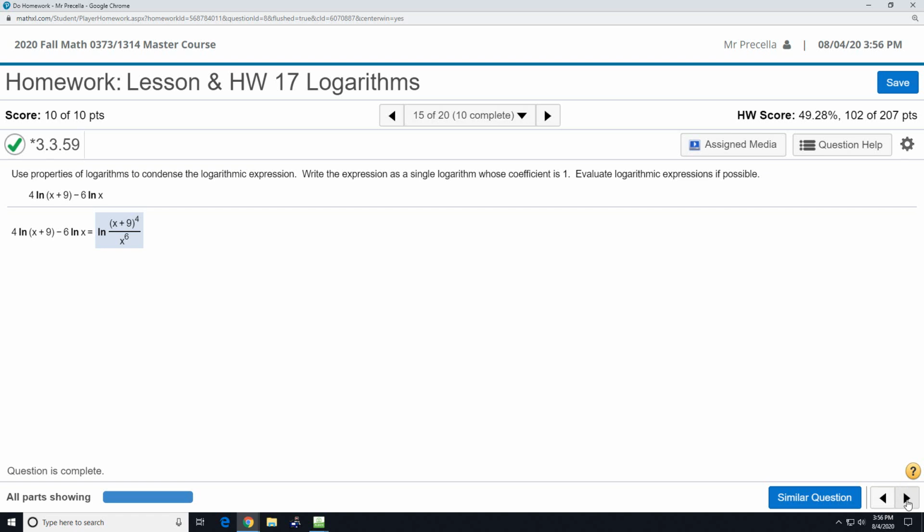This is called condensing logarithms. Sometimes they don't say the word condense. Like here, it does say condense the logarithms. But then they go on to explain what it means to condense. You write it as a single logarithm. Okay, let's go to the next question.